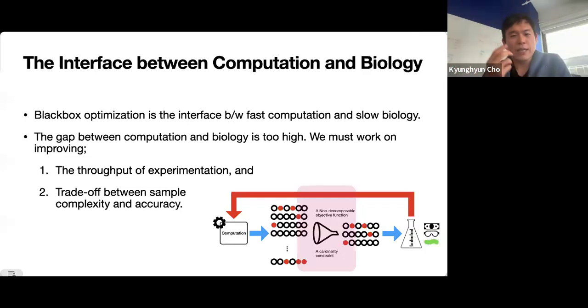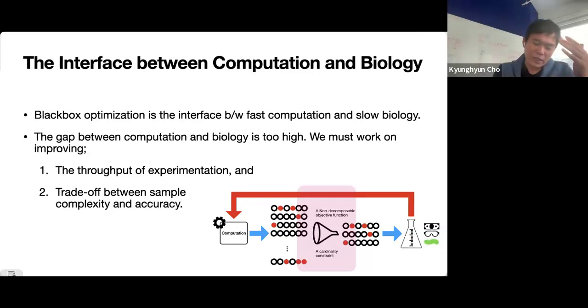So I just showed you that this is a problem, and then there is a way to go forward, but this is not it. We need to go even further. We have to think about how to make a better trade-off between sample complexity and accuracy from the computational perspective. But also at the same time, we have to work on how to improve the throughput of the experimentation itself as well. So this was the first challenge.